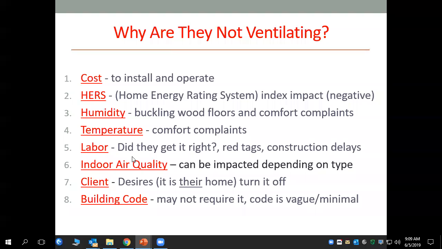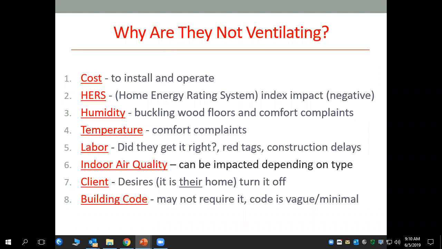Labor: did they get it right? Did they install it correctly? Did they get the right training to put it in right? That includes wiring it, which we find some that the easiest way to not wire it wrong is to not wire it at all. Then you have red tags and then construction delays. There's nothing that makes the builder more upset than to have a delay at the end of construction because of something related to ventilation. It leaves a real bad taste in their mouth. Indoor air quality: is it filtered? Are you effectively bringing it in so that it doesn't have a negative impact on the air quality? And the client themselves, I think sometimes we forget it's their home. They can do what they want to with it.